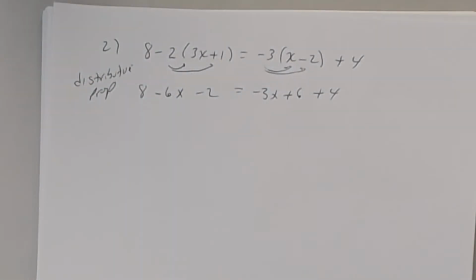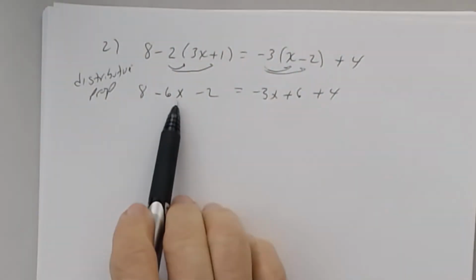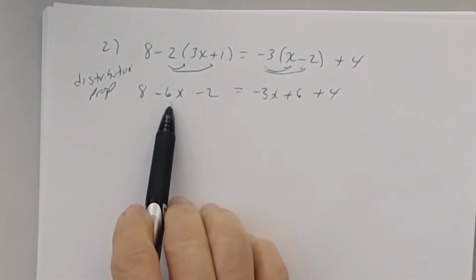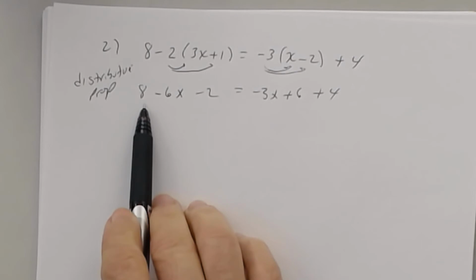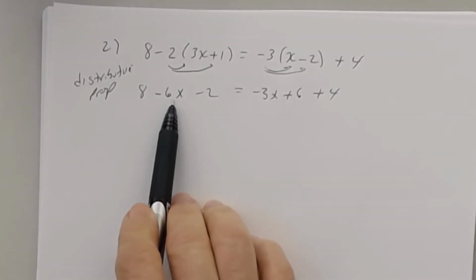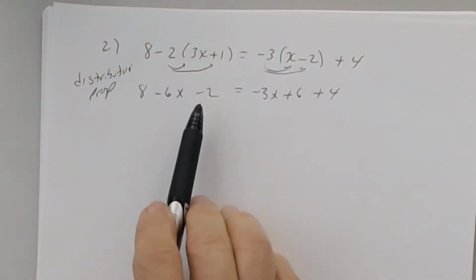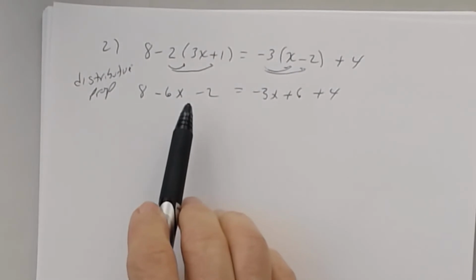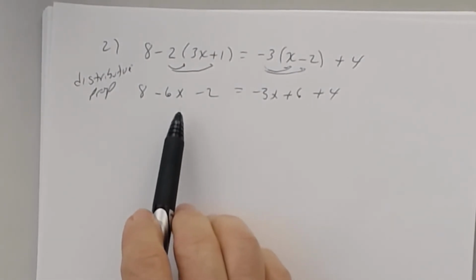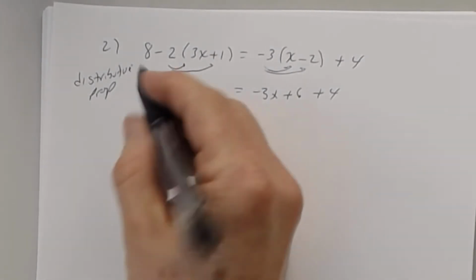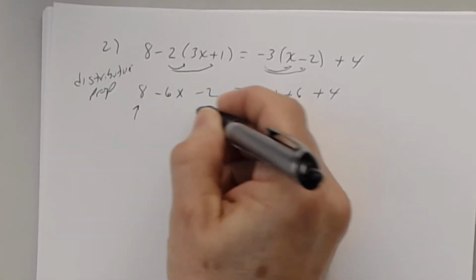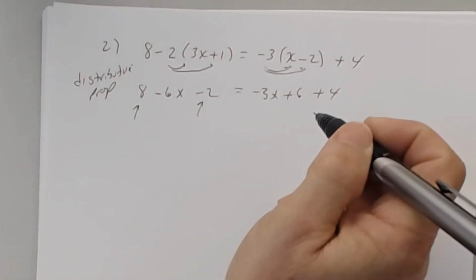Okay, now once we did distributive property, what's usually the next thing that's going to happen? Usually combine like terms. Can I do it in this case? Yeah. On the left side, how many terms do you see? 8, -6x, and -2. So how many terms? 3. Can I combine any of them? Yeah. The constants. 8 and a -2 is what?